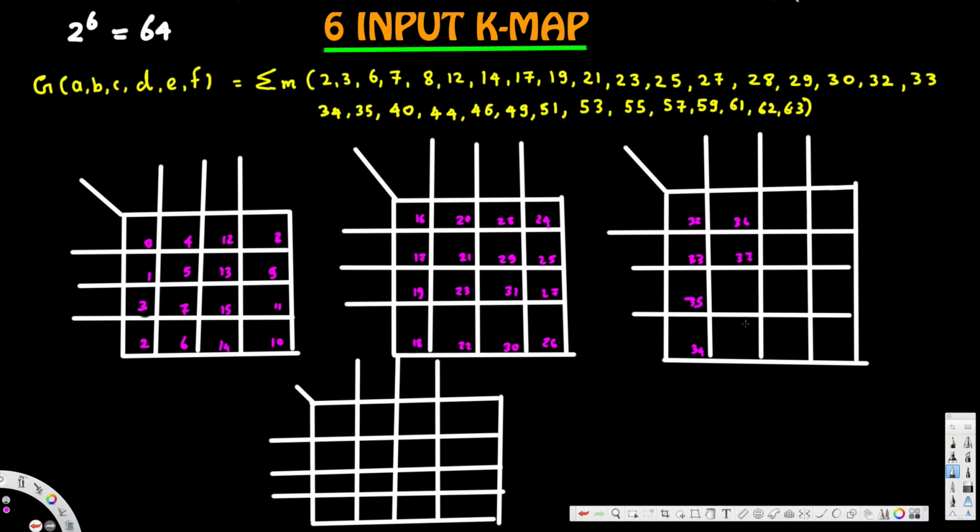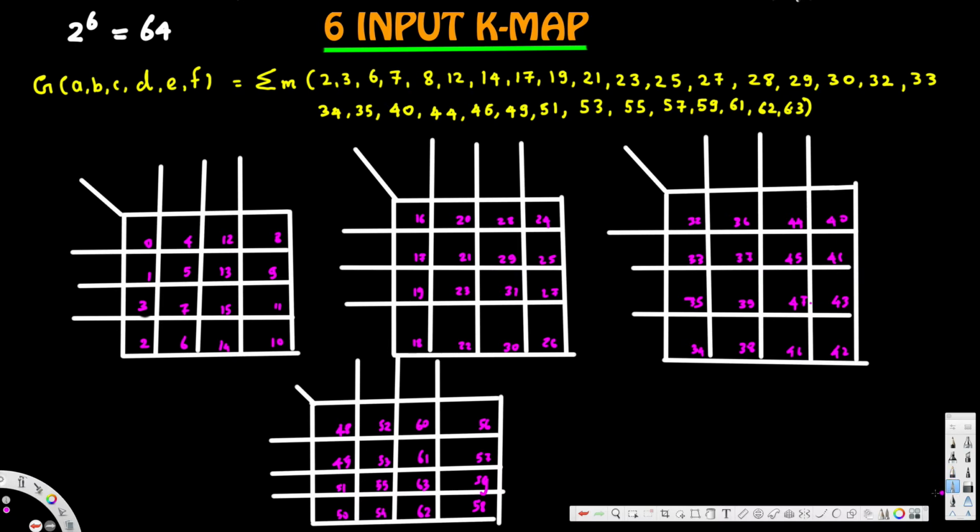36, 37, 38, 39, 40, 41, 42, 43, 44, 45, 46, 47, and then 48, 49, 50, 51, 52, 53, 54, 55, 56, 57, 58, 59, and then 60, 61, 62, 63. So this is how the numbers are going to be.